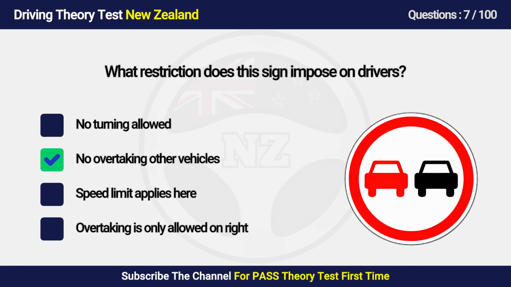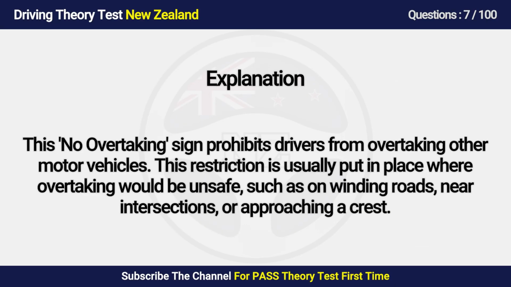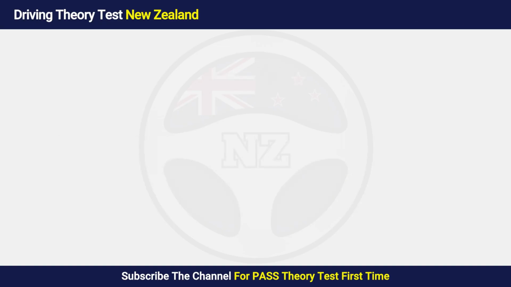Answer is B. No overtaking other vehicles. This no overtaking sign prohibits drivers from overtaking other motor vehicles. This restriction is usually put in place where overtaking would be unsafe, such as on winding roads, near intersections, or approaching a crest. Question 8.